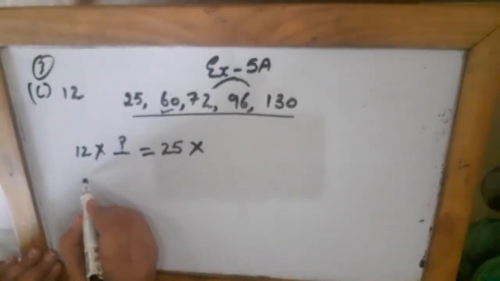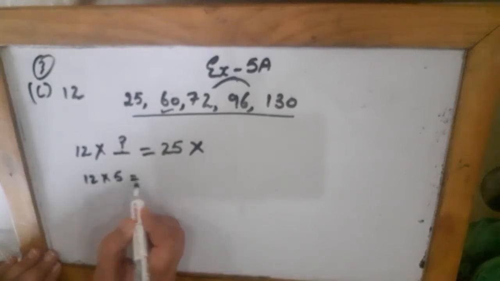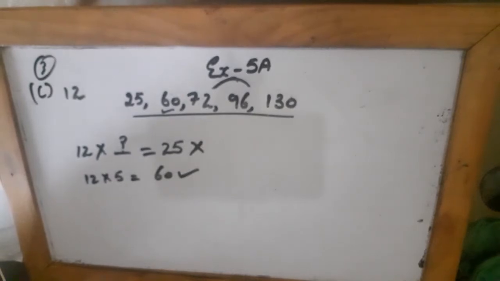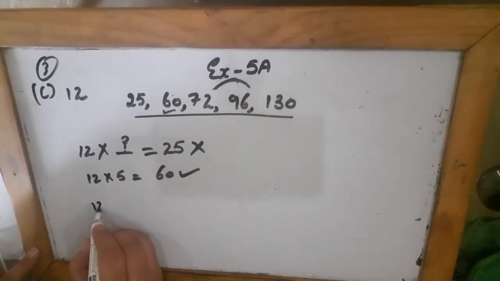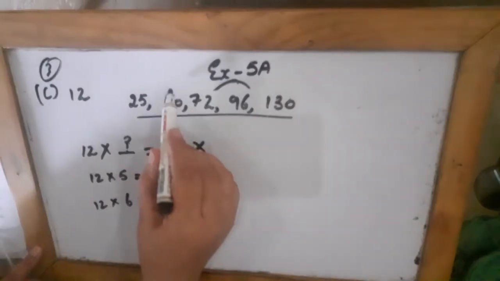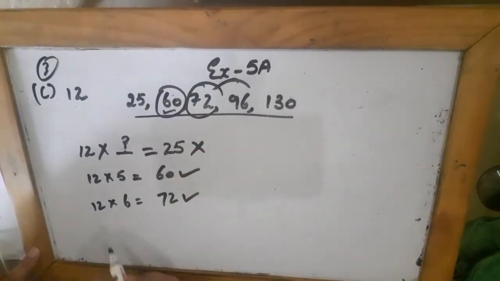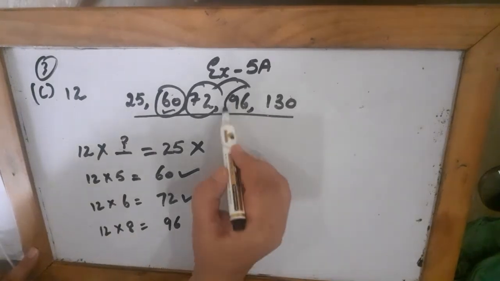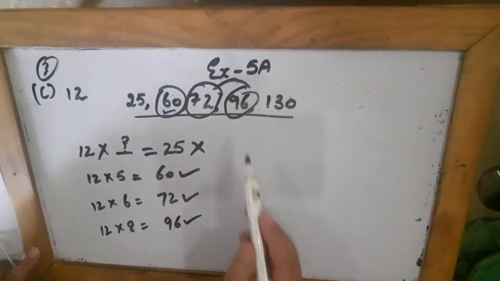Now 60, yes, 12 5s is 60. So it means 60 is the multiple of 12. Now 72, yes, I know that 12 6s is 72. So it means 72 also is the multiple of 12. Now 96, yes, 12 8s is 96. So it means that 96 also is the multiple of 12.